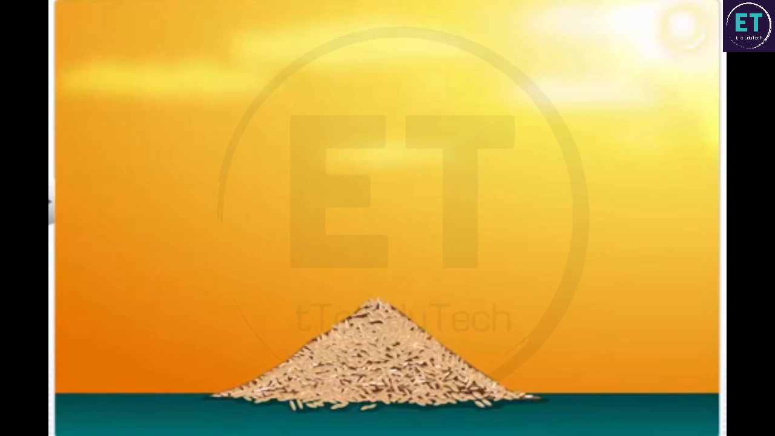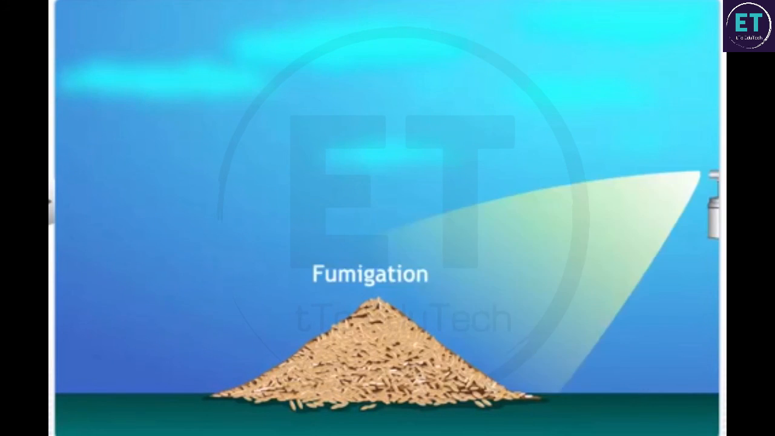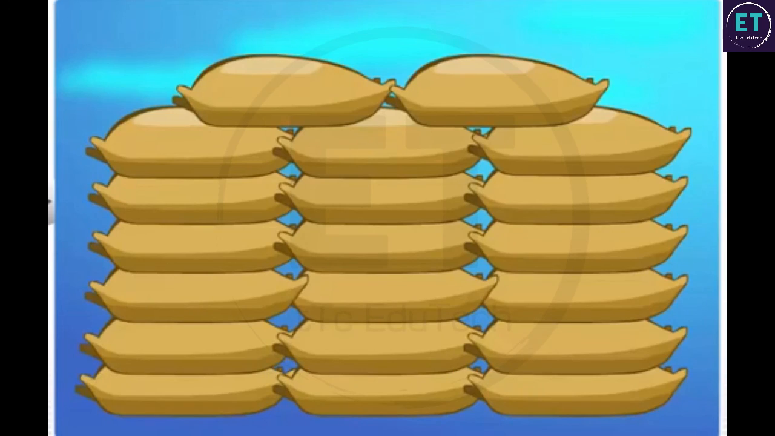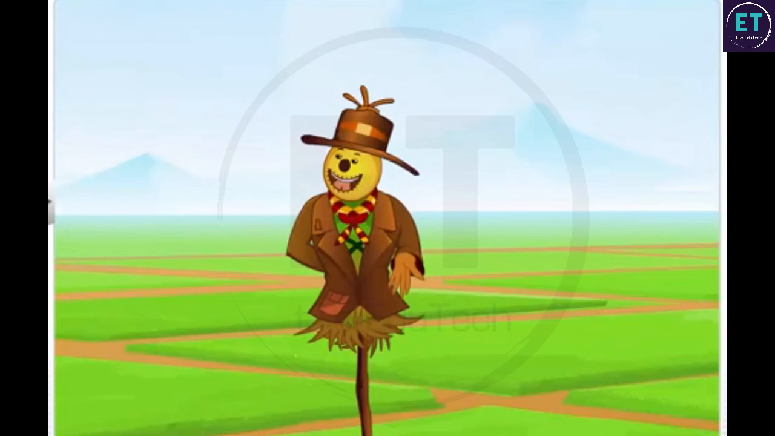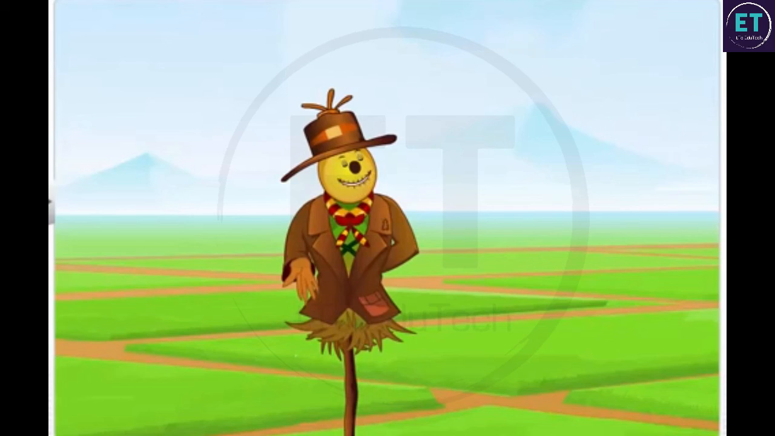Grains should be cleaned and properly dried, first in the sunlight and then in shade, before storage. Exposure to chemical fumes helps to kill pests. This process is called fumigation. If we follow all these steps, we will definitely reduce storage losses.